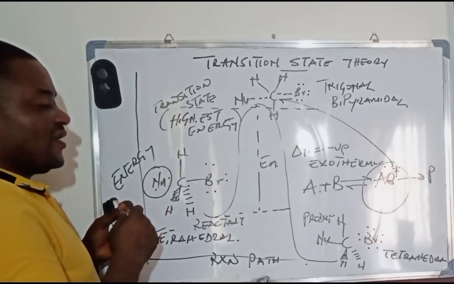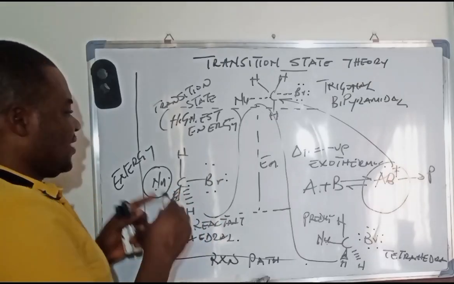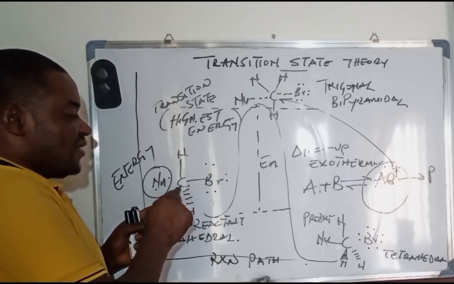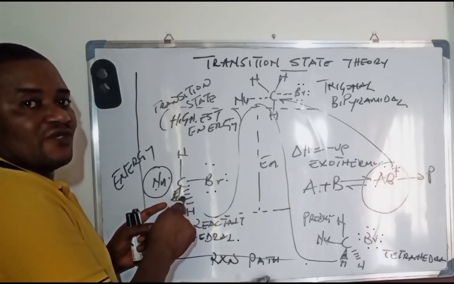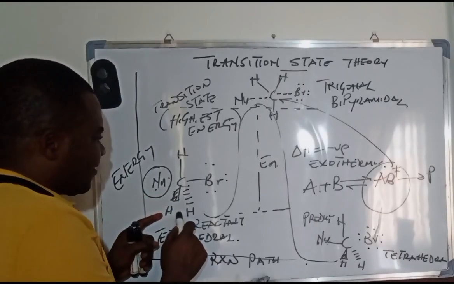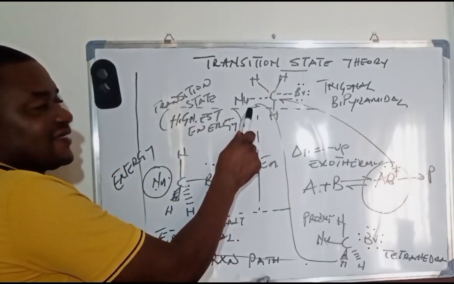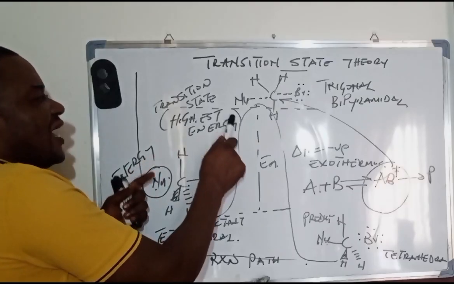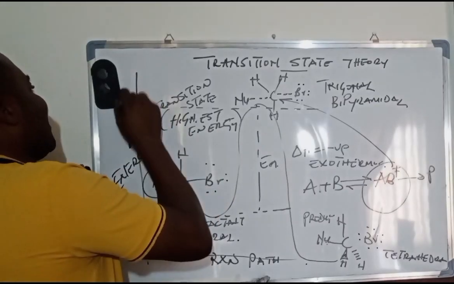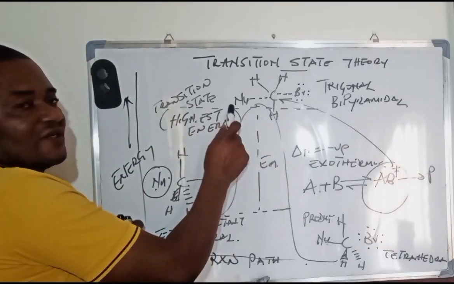Certainly, there is going to be a substitution reaction where the bromine will be pulled out and this will now bind with this compound to give you a product. But from this reactant moving to this point where you have the transition state, there is a highest energy at this point. Of course, look at the energy increasing. There is a point of highest energy at this particular transition state.